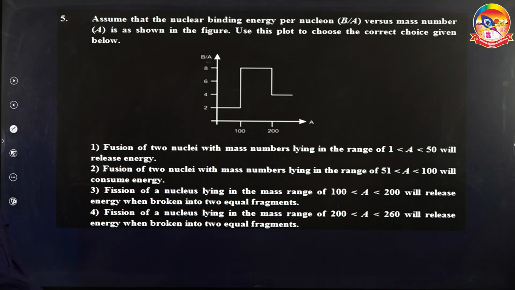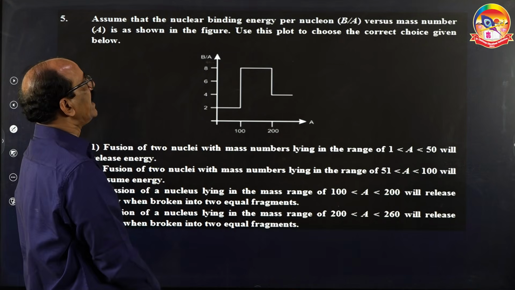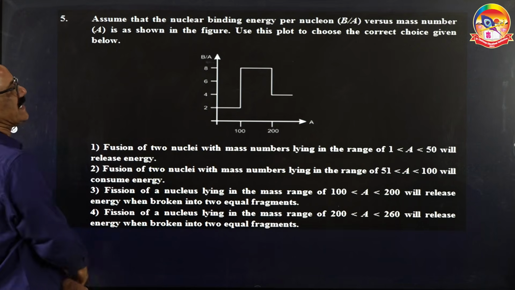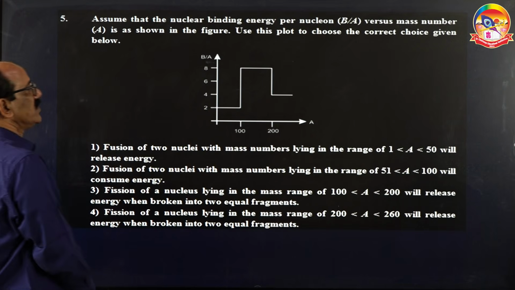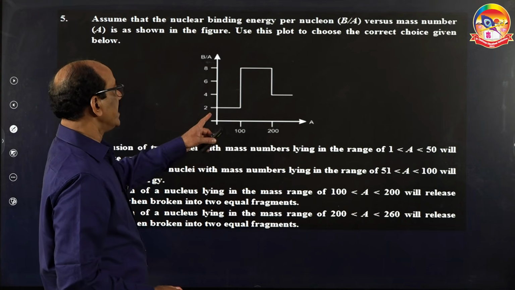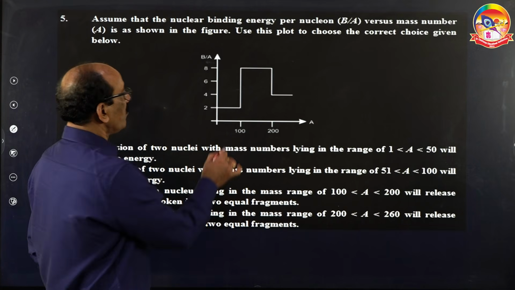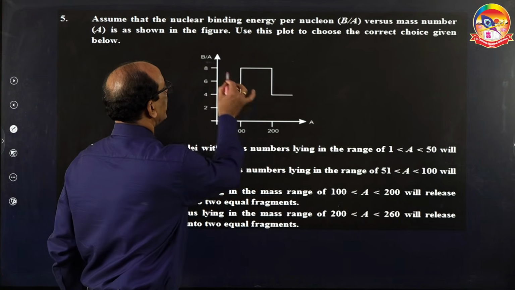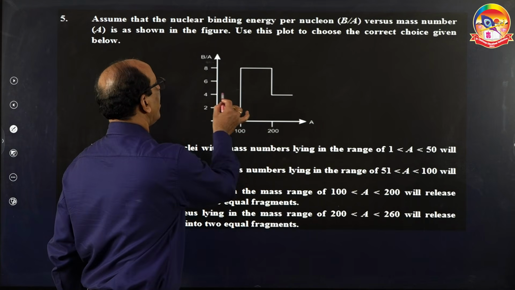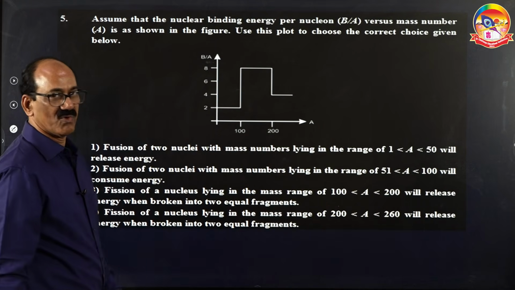Now let us see the next problem. Here assume that the nuclear binding energy per nucleon versus mass number is as shown. It is an assumption. So here the binding energy per nucleon for mass numbers 0 to 100 is 2 million electron volt, from 100 to 200 is approximately 8 million electron volt, and from 200 and beyond it is something like 4 million electron volt.